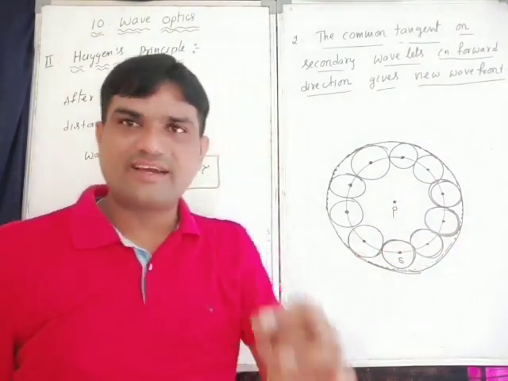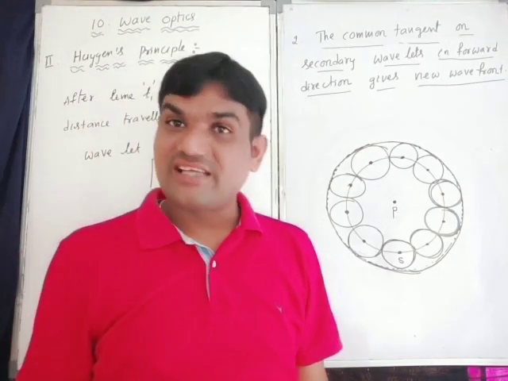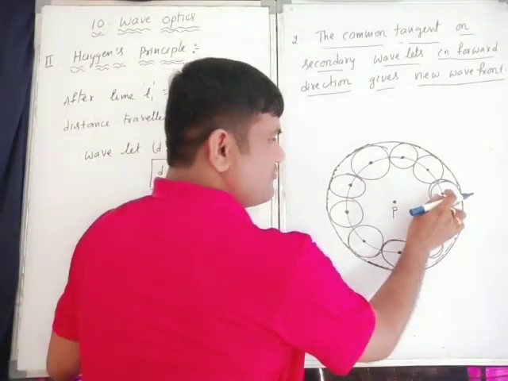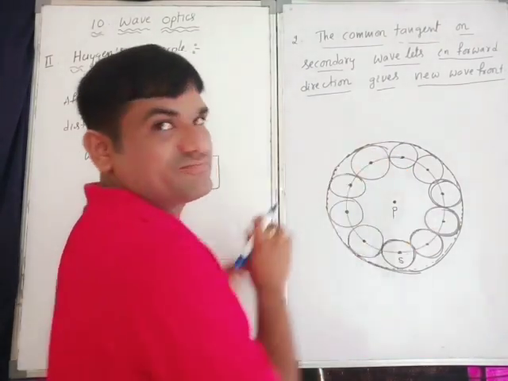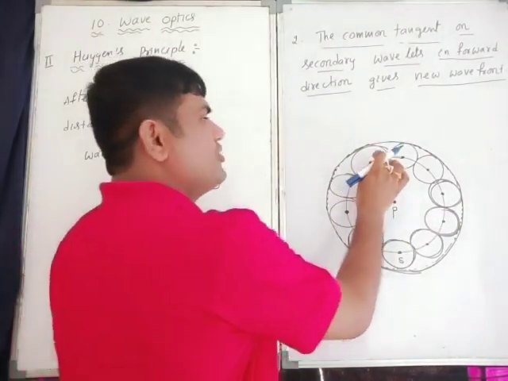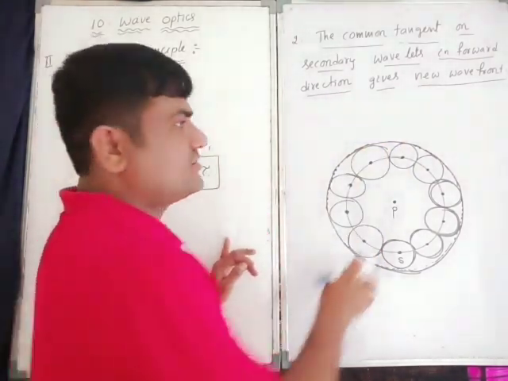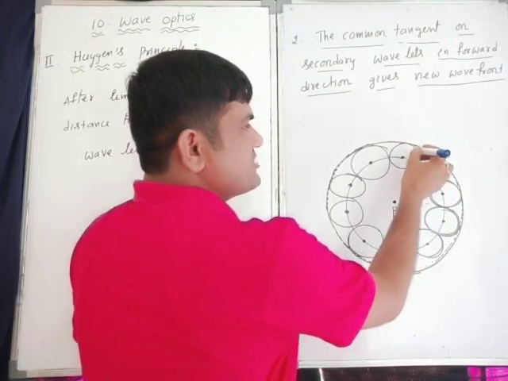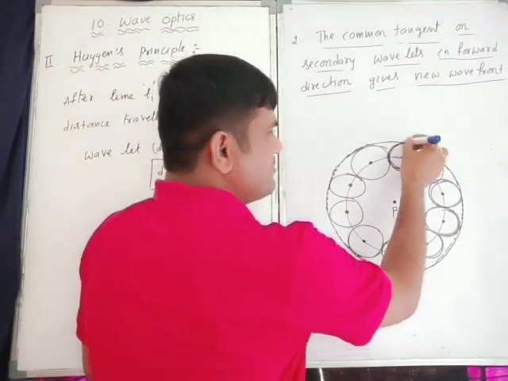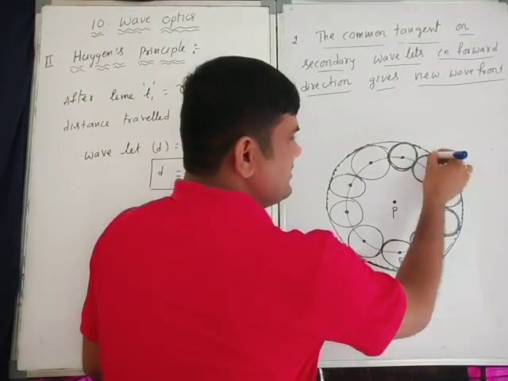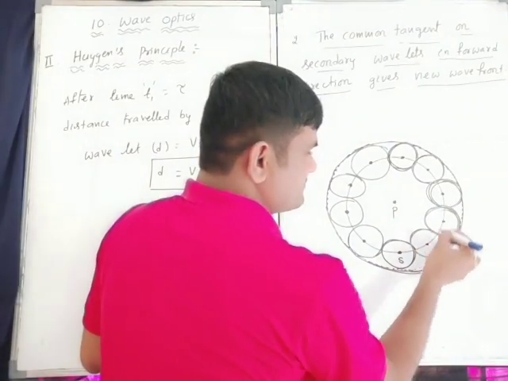Why? Because I took them with the same phase. Correct or not? From here to here, same phase. Same phase points, we can locus. That is the wavefront. Similarly, from here to here, everywhere I will get the same phase. So now I can draw a circle here.